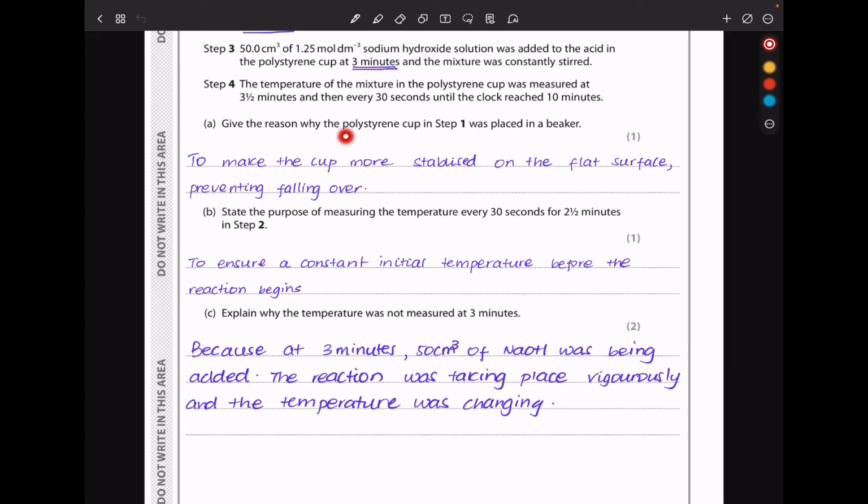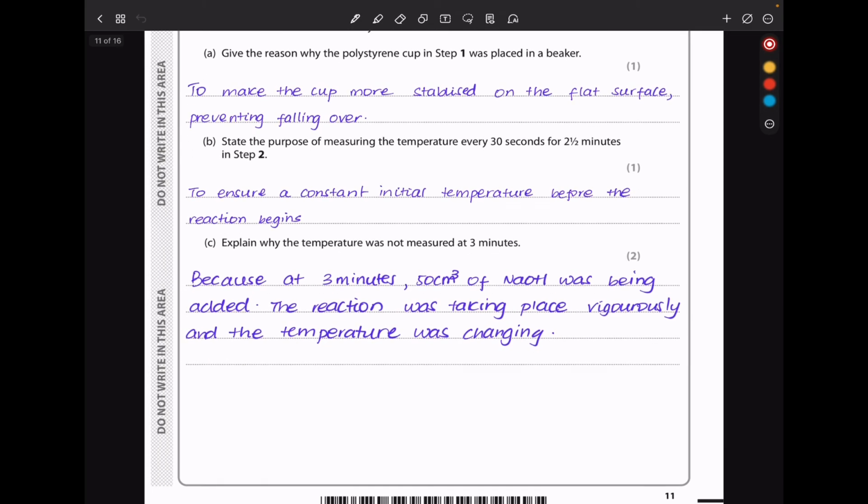They say give the reason why the polystyrene cup in step 1 was placed in a beaker. This provides a wider base so that the polystyrene cup does not topple over or fall over. So basically it's for stability. So I say to make the cup more stabilized on the flat surface, preventing falling over. And in part B they say state the purpose of measuring the temperature every 30 seconds for 2.5 minutes in step 2. This is to ensure that the initial temperature is constant before the reaction begins.